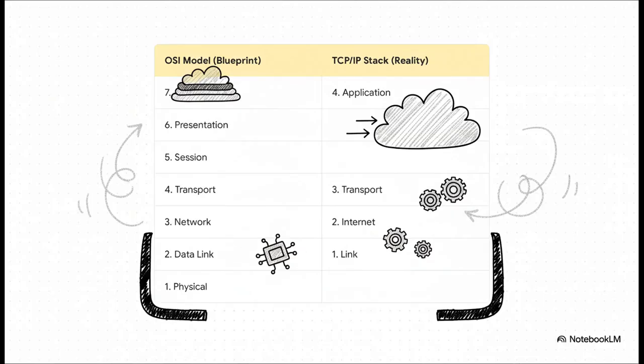So you can see the difference right away, can't you? The TCP/IP stack is just more streamlined. Look at the top. The top 3 OSI layers, application, presentation, and session, they're all just squished into one application layer. Same thing at the bottom. The data link and physical layers are combined into one link layer. It's a leaner 4-layer model. But the core functions of the transport layer and the network layer, which is now called the internet layer, are still there and they're just as important as ever.